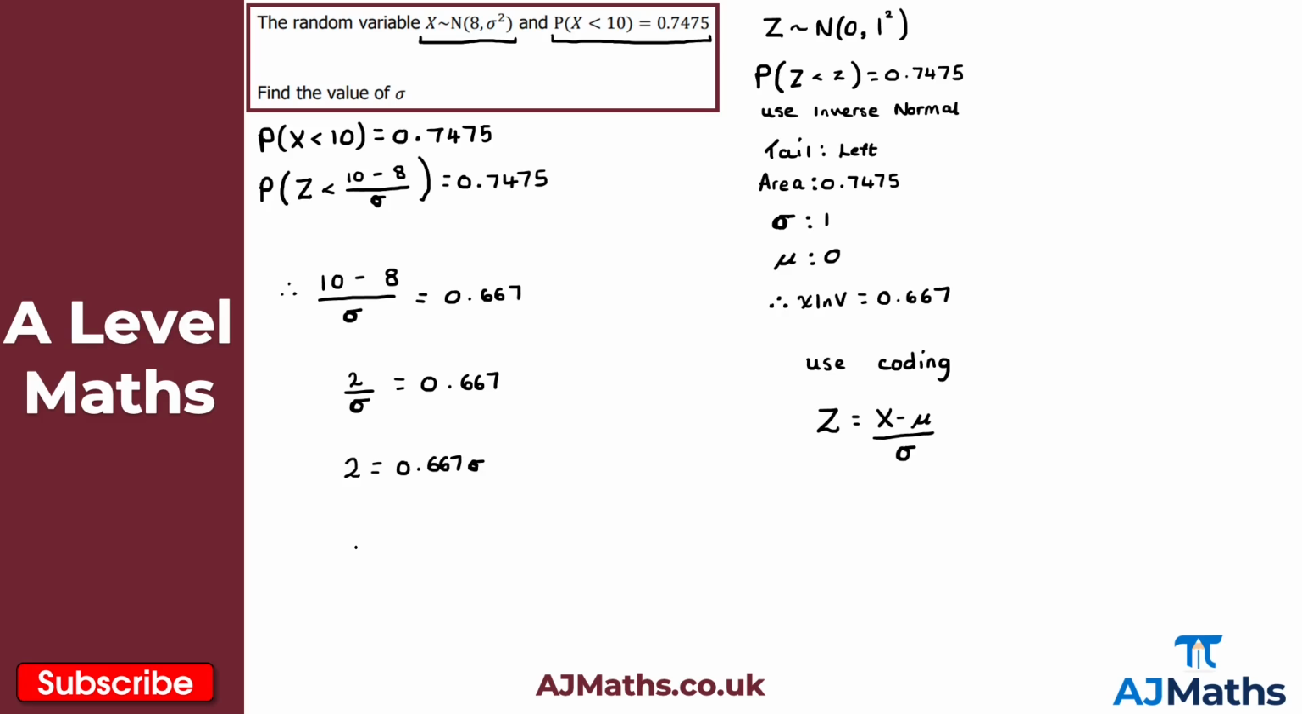And then finally, we just divide through by 0.667 here. So therefore, sigma is equal to 2 divided by 0.667. What I get here, if I round this to a sensible degree of accuracy, is 3. Basically, 2 is being divided here by 2 over 3. So 2 divided by 2 over 3 is the same as times 2 by 3 over 2, and I get 3 there. But there we have it. So that gives us the solution to question 2.